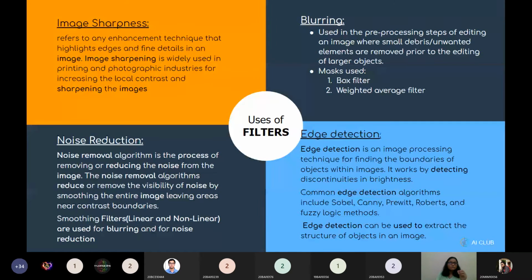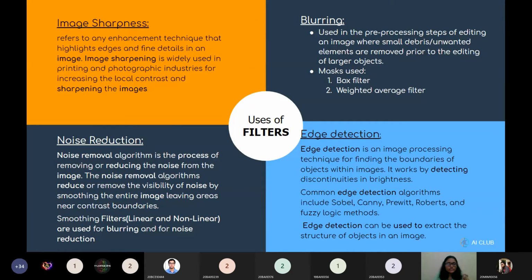Last but not the least, you have the uses of filters. Now, I gave you such a long demonstration about filters. So now we ask what filters are used for, or what is the use of a filter? All these applications of filters I have already discussed, but once again, we'll revise them.